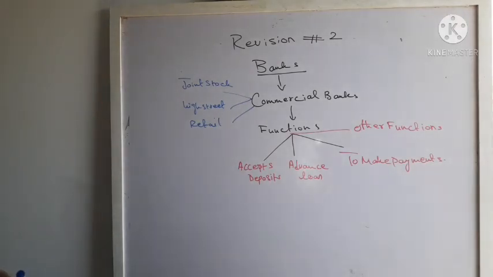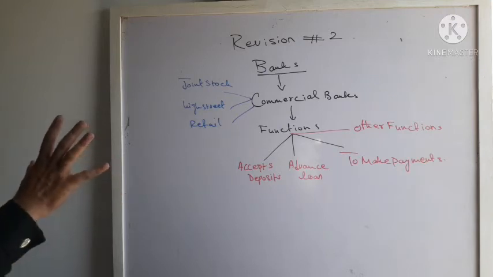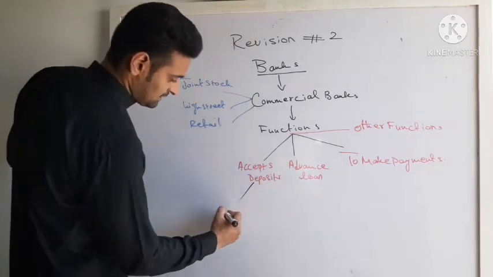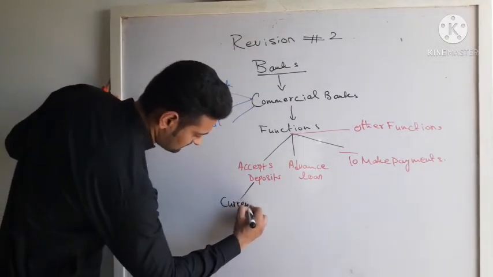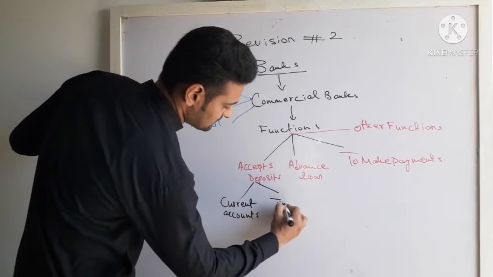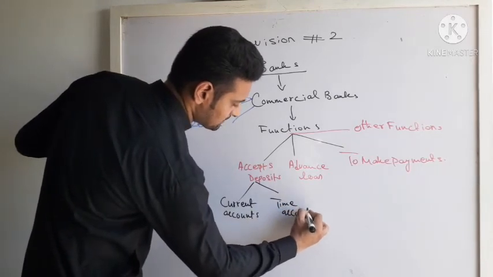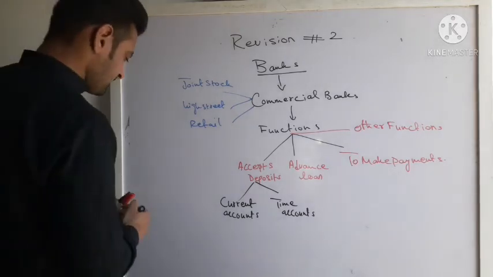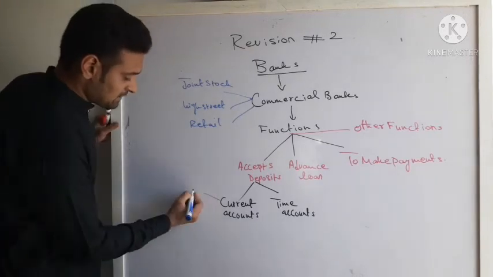Starting with the very first function of the commercial bank, it is the acceptance of deposits. The commercial banks have two ways to accept deposits. The very first way is in the form of current accounts, or the time accounts. Let me start with the current accounts. They are also known as the demand accounts.